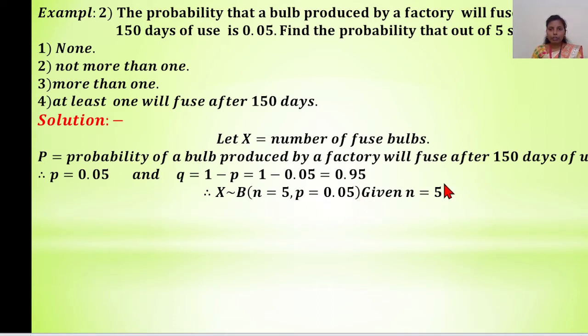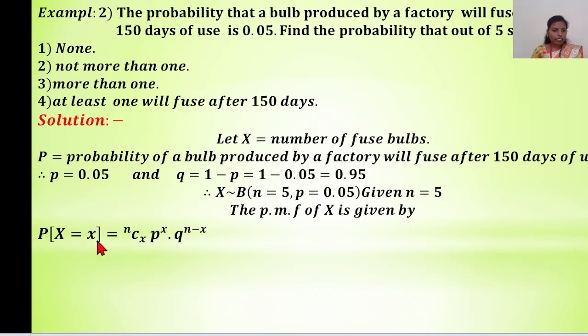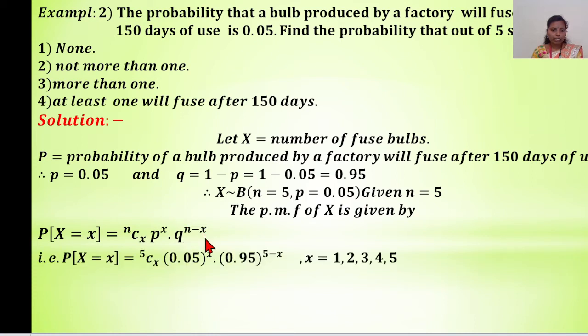Given that n is equal to 5, the PMF, that means the probability mass function of X, is given by P of X equal to x, that is equal to nCx P raised to x into Q raised to n minus x. Here we put the value of n as 5, value of P as 0.05 and value of Q as 0.95. Then the formula becomes 5Cx into 0.05 raised to x into 0.95 raised to 5 minus x, where x is equal to 0, 1, 2, 3, 4, 5.